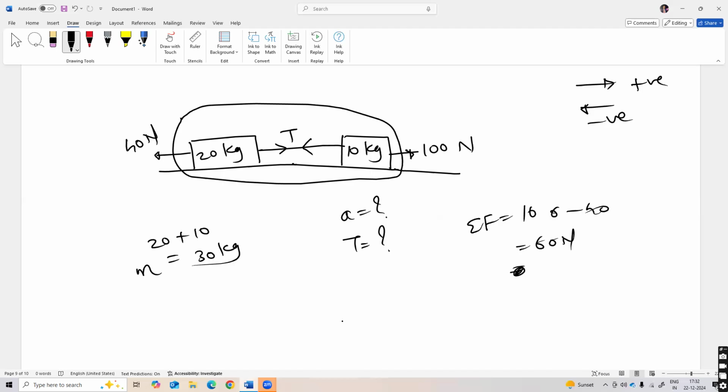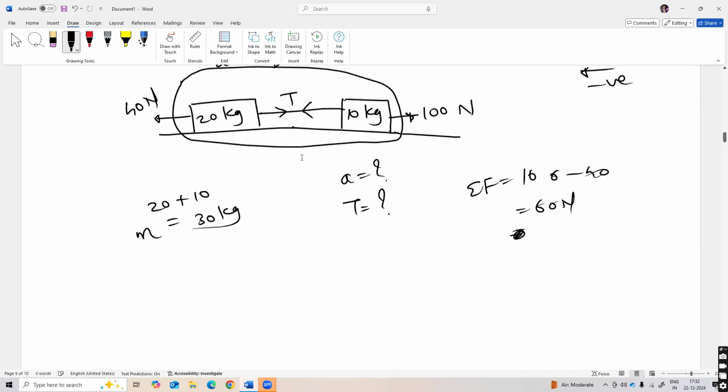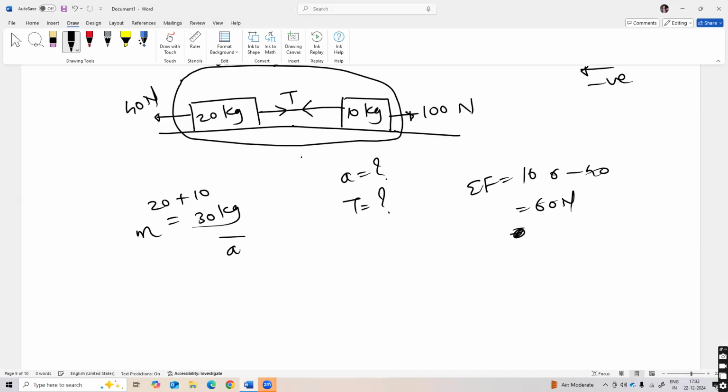Now, since the 60 Newton net force is acting on the system towards right, of course the direction of acceleration will be the same as the force. Okay, this 60 Newton net force is acting and acceleration is this. Therefore, acceleration is force upon mass. So force is 60, mass is 30. You got acceleration as 2 meter per second square.